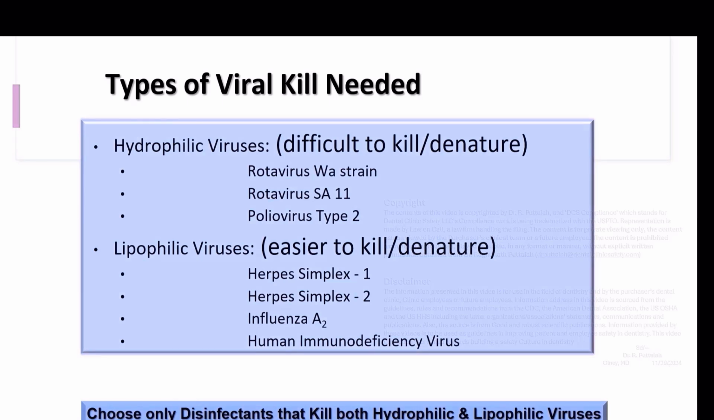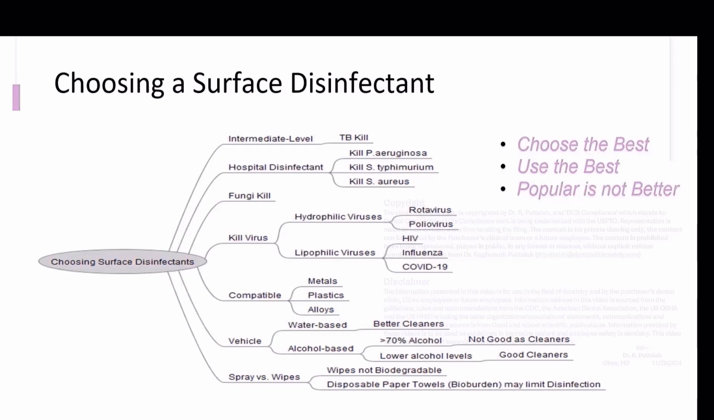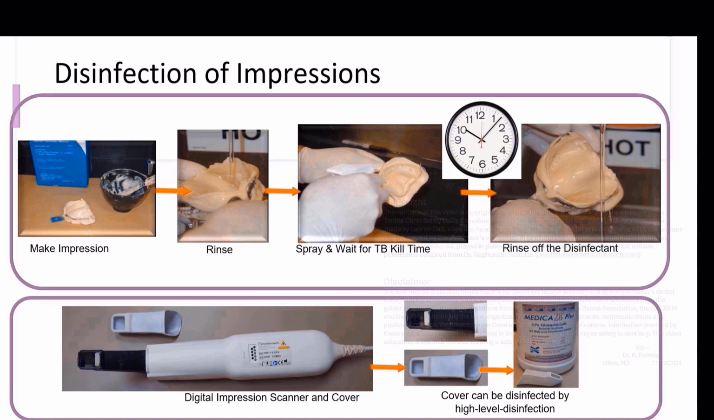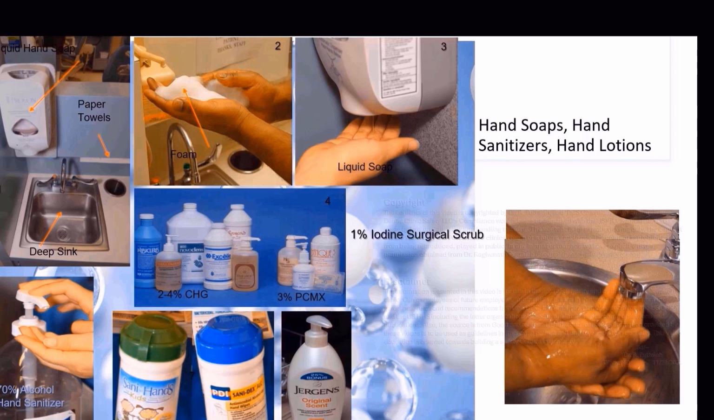They must also have a claim on lipophilic ones such as herpes simplex 1 and 2, Salmonella typhimurium, and Staphylococcus aureus. The TB kill time of the disinfectant, and then wipe off the excess with a dry paper towel. For surgical scrub, a 4% CHG or a 1% iodine-based surgical scrub is required.